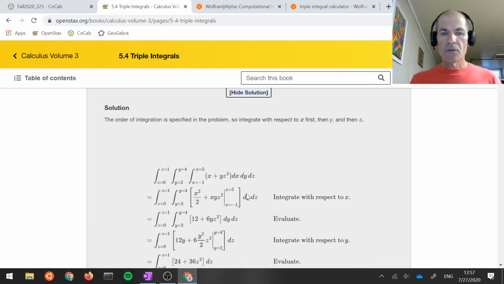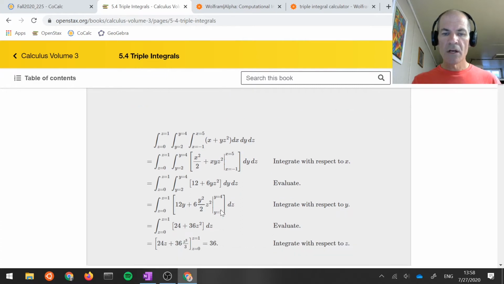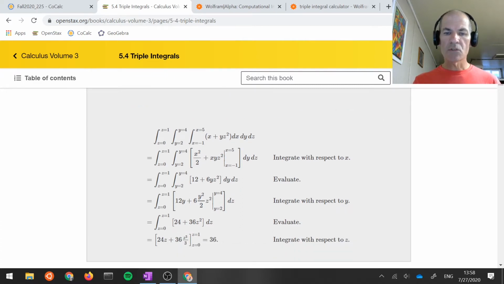So faced with this triple integral over a rectangular box with these constant limits of integration, we do the inner integral first with respect to x. That means holding all the variables fixed except x and integrating in that variable. Doing so and plugging in 5 and 1 and subtracting, we get the result 12 plus 6yz squared. And now we're ready for the middle integral.